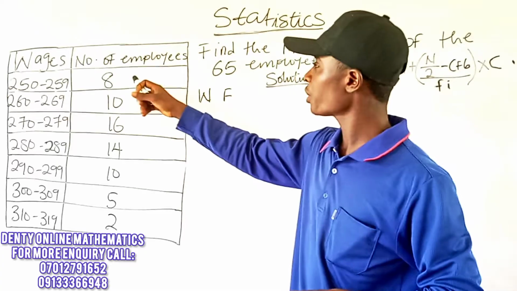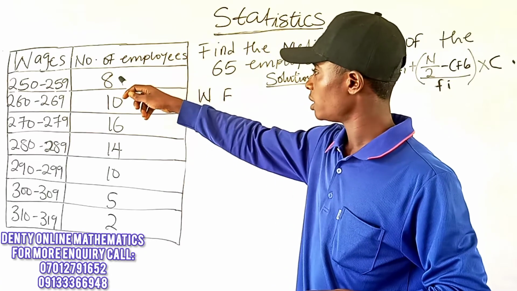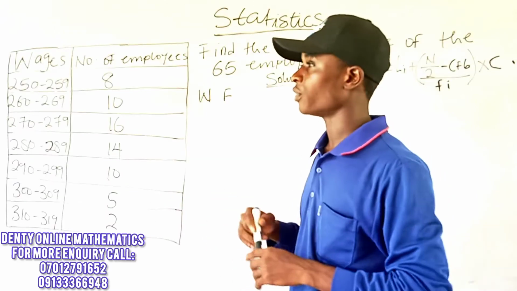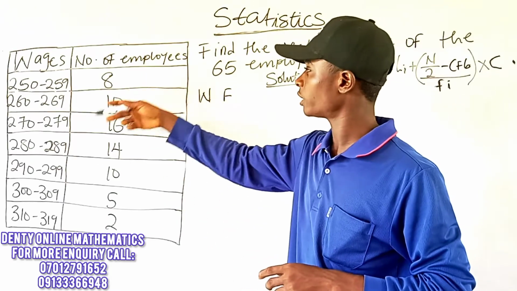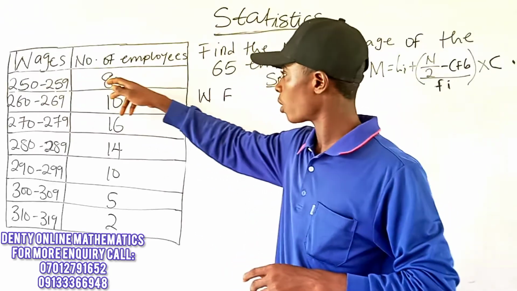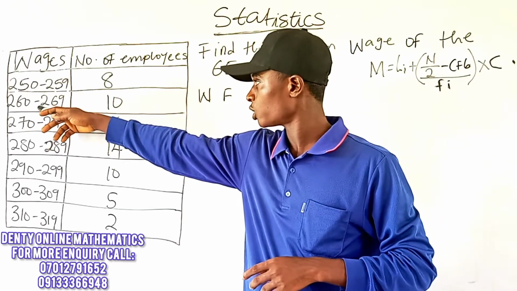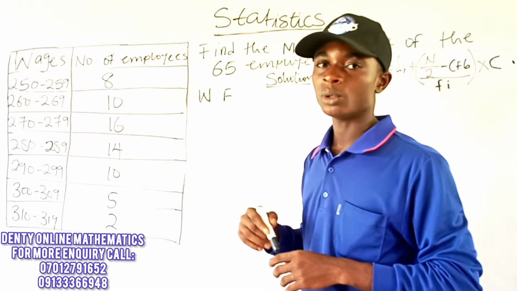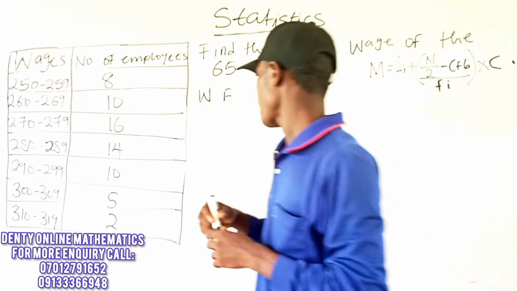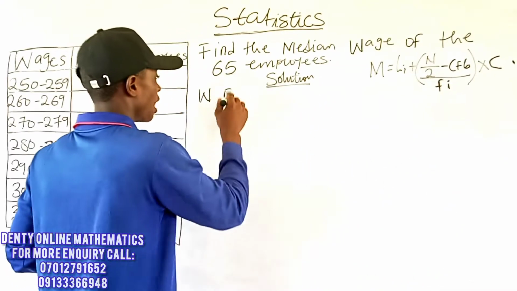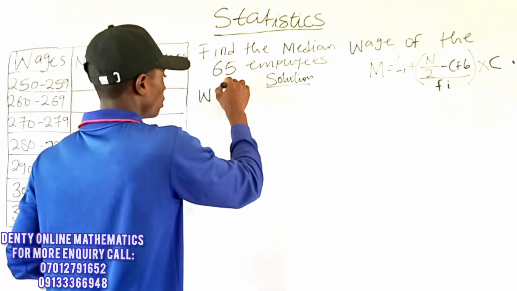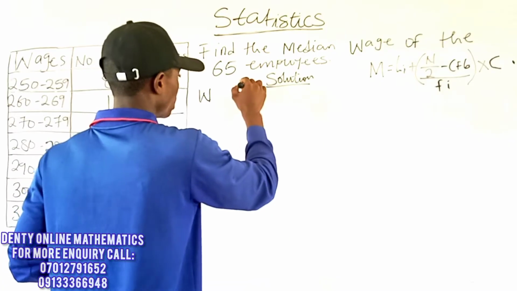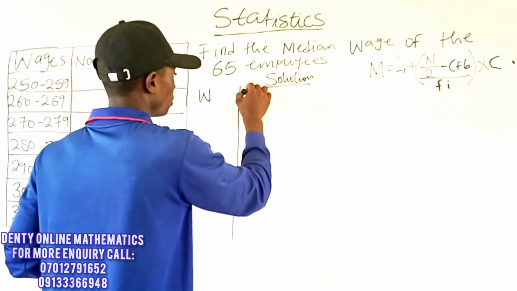Now, the frequency of this data is 8, 10, 16, 14, like that down to 2. Those are the frequencies because they are the number of times this particular wage occurs. That is the frequency. And then after that, I'll put my column for wage. I'll put my column for frequency.